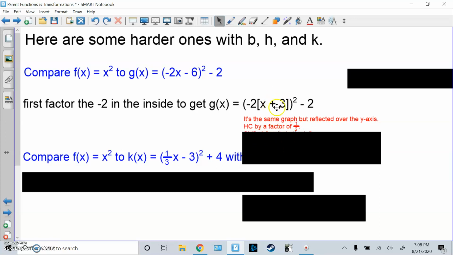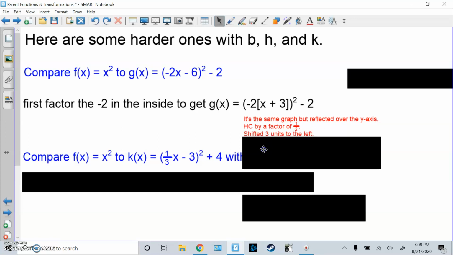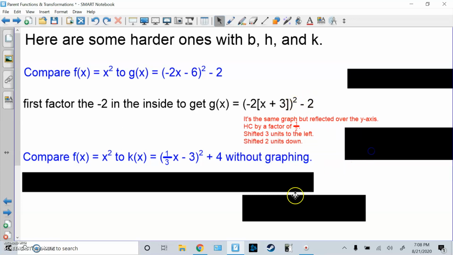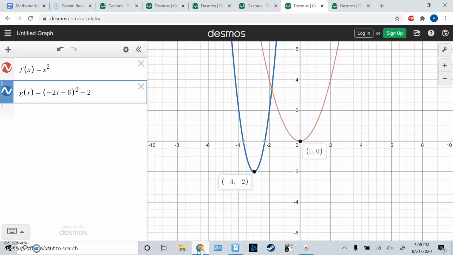Then inside's plus 3, that's H. That just means left 3. That's where the negative 3 came from. Then outside K minus 2, that means down 2. Alright, so if you look at this graph, you see that it went left 3, down 2, and it was horizontally compressed. It's squeezed from the sides. That's why it's taller.